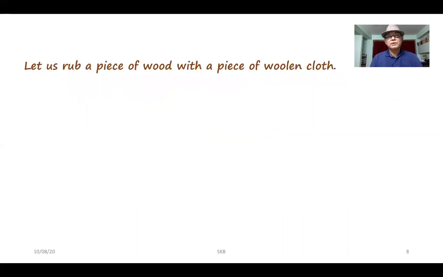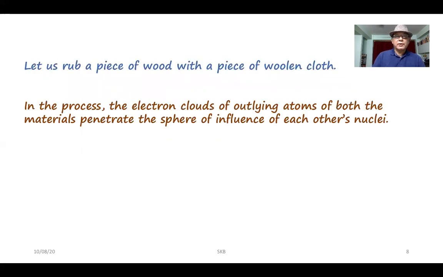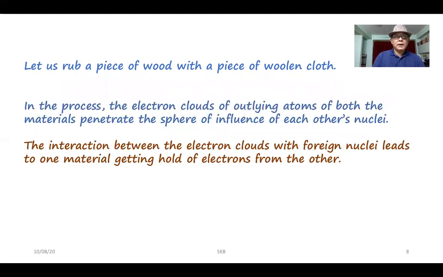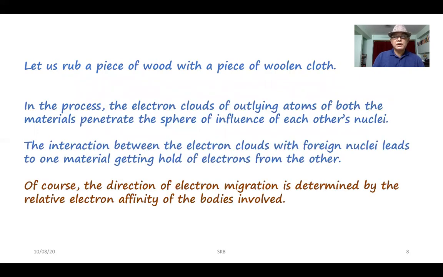Let us rub a piece of wood with a piece of woolen cloth. In the process, the electron clouds of outlying atoms of both the materials penetrate the sphere of influence of each other's nuclei. The interaction between electron clouds with foreign nuclei leads to one material getting hold of electrons from the other. Of course, the direction of electron migration is determined by the relative electron affinity of the bodies involved.